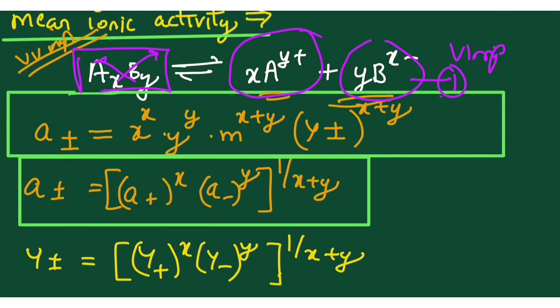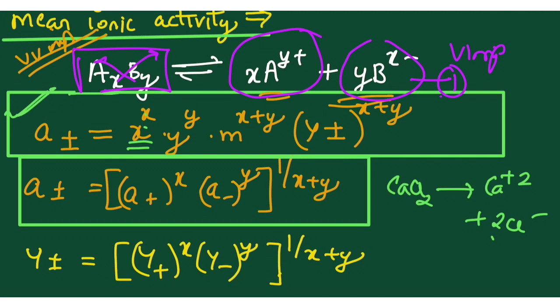For CaCl2, the first step will be Ca2 plus 2Cl negative. You will write it like this. Then you will see the value of x and y and put the values in this formula: a plus minus equals x to the power x, y to the power y, into molality to the power x plus y, and gamma plus minus to the power x plus y.